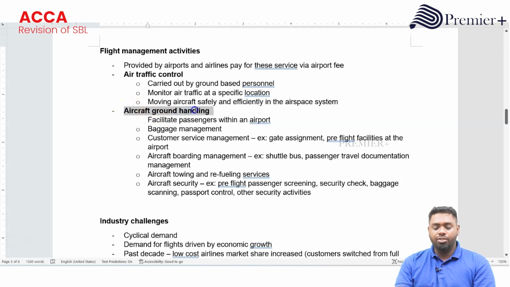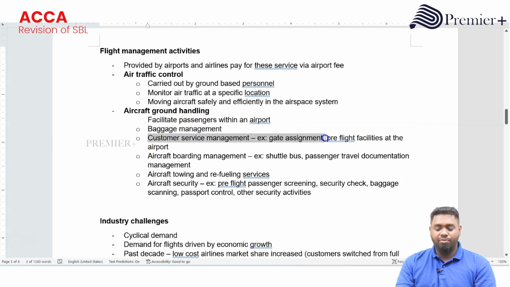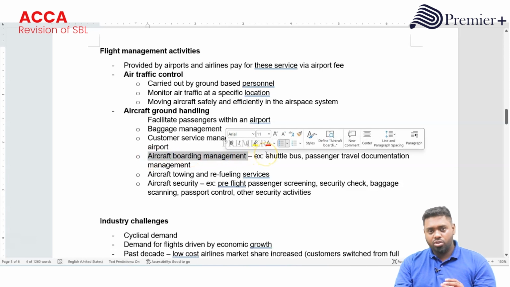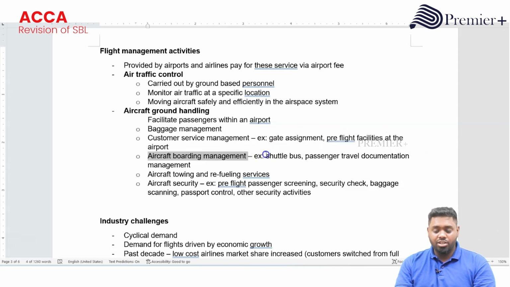Next one is aircraft ground handling. These services facilitate passengers within the scope of the airport. What sort of facilitation to passengers is provided? One is baggage management, customer service management, for example assigning gates, pre-flight facilities at the airports, stalls, shopping. Next, aircraft boarding management. The ground staff provides services for the passengers to board the aircraft. This includes shuttle bus, passenger travel documentation management, ticket checks.